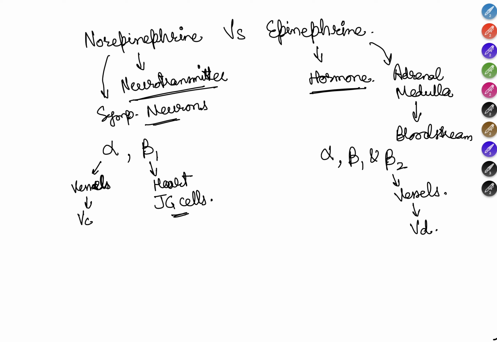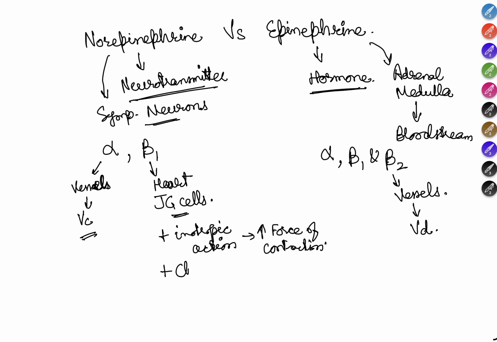So you can imagine, when you are giving norepinephrine, there will be vasoconstriction and there will be a positive inotropic action. Positive inotropic action means increased force of contraction. Okay, and also there will be a positive chronotropic action. So chronotropic action means there will be increased heart rate.